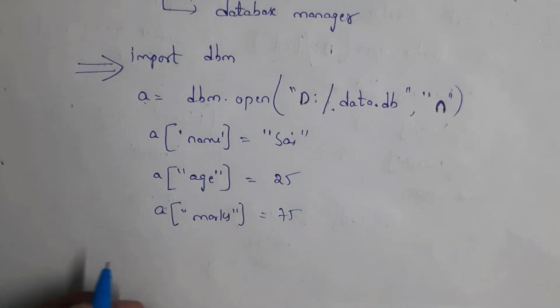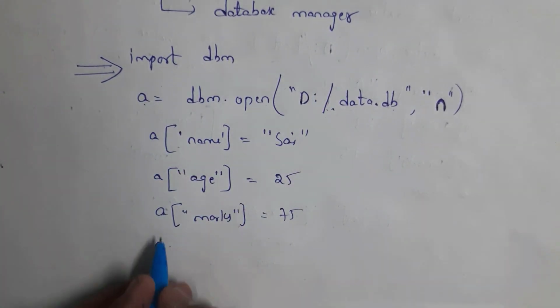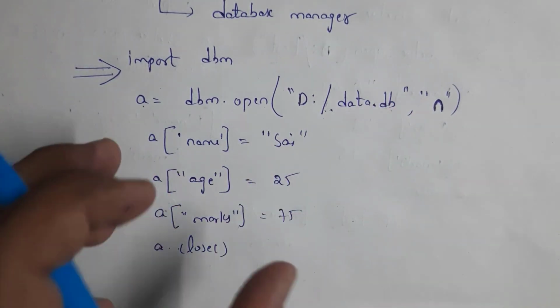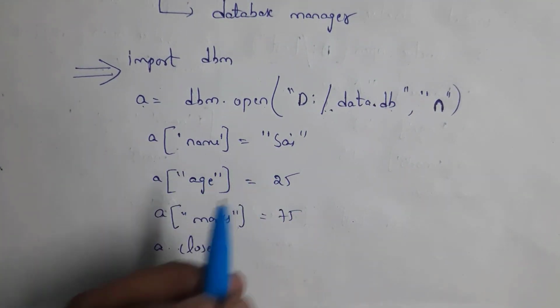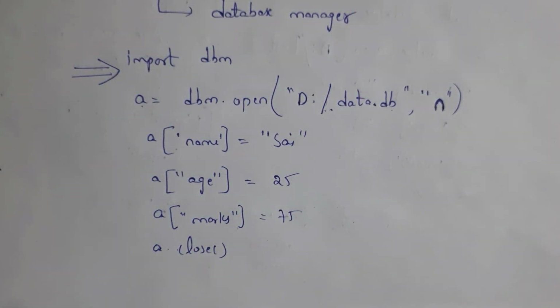After performing this operation, at last we need to close our database. My database is present in object a, so just write here a.close. Whenever you run this code, it will create the database and it will add data name Sai, age 25 and marks 75 inside my database. And at last it will close my database.